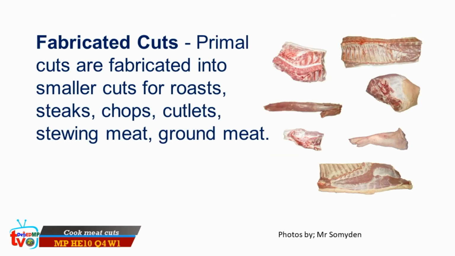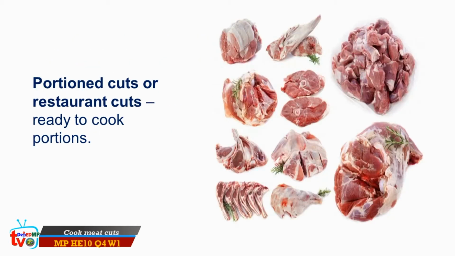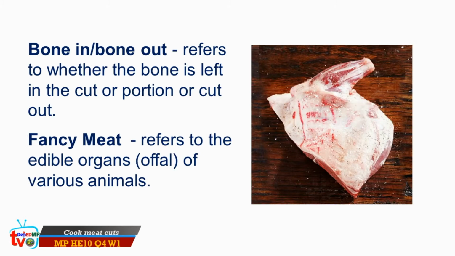Fabricated cuts. Primal cuts are fabricated into smaller cuts for roasts, steaks, chops, cutlets, stewing meat, ground meat, and so forth, according to individual customer requirements. The portion cuts or restaurant cuts. These are ready-to-cook portions, prepared according to the requirements of the recipe. They require the least amount of work by you as a cook. However, they are also the most expensive per kilo to purchase of all meat cuts because of the labor gone into preparing them before they reach you. Bone in, bone out.